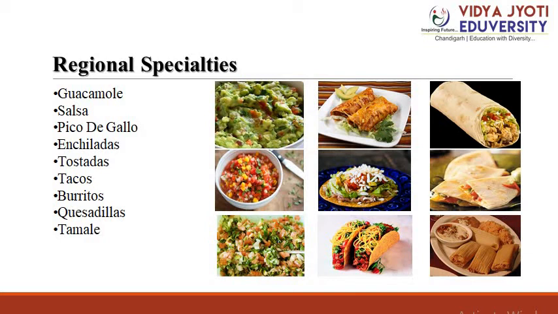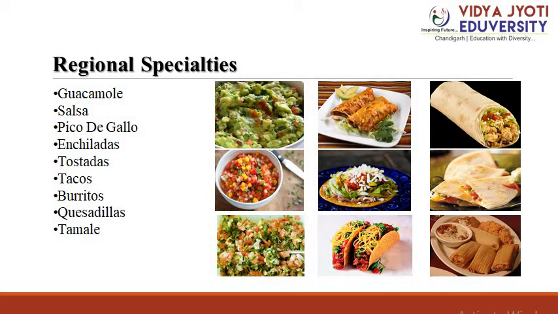Enchilada is a popular dish in the USA from the Mexican cuisine. It is made by stuffing corn or flour tortilla with refried beans, cheese, meat, etc. and covered with a chili pepper sauce and baked.